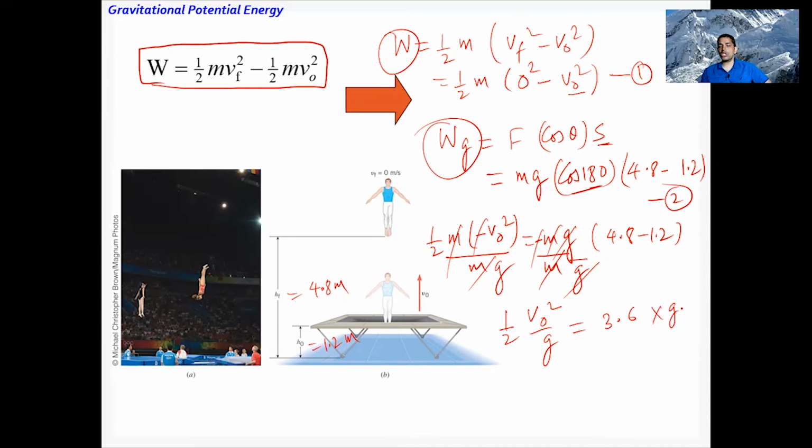Multiply both sides by g times 2, right? So g and g cancel out, 2 and 2 cancel out. So b0 squared equals 3.6 times g times 2. So b0 equals the square root of that. If you plug in the values, 3.6 times 9.8 times 2, we end up getting 8.4 meters per second.